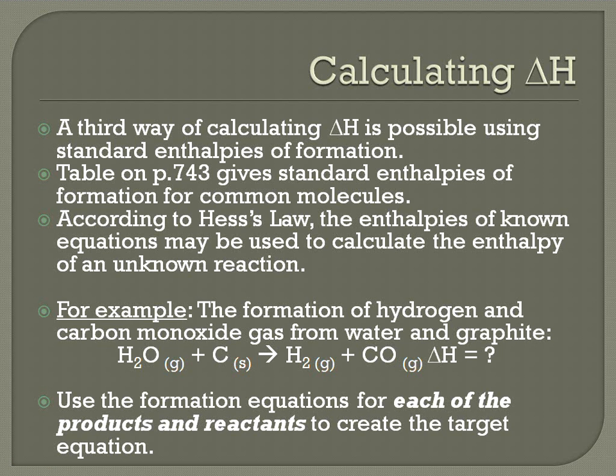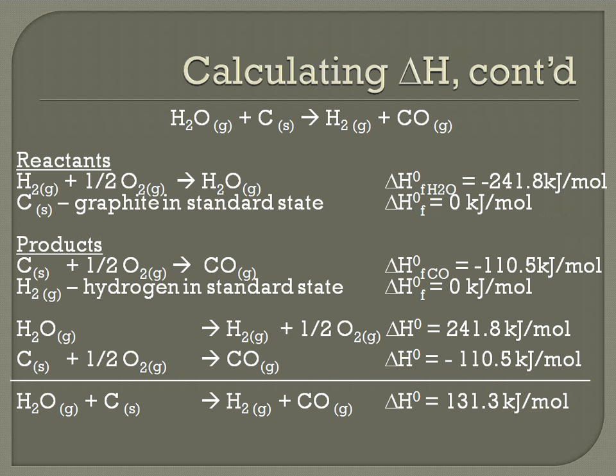What we can do is use the formation equations for each of the products and reactants to create the target equation. At the top you see my target equation: water plus carbon gives me hydrogen gas and carbon monoxide. So I have to write out my formation equations for the reactants and for the products. Under my reactants, I have water and carbon. To make water, I need hydrogen and oxygen. I balance it out to make 1 mole of water, and I get an enthalpy change for the formation of water of negative 241.8. That's the number I got from the back of the textbook.